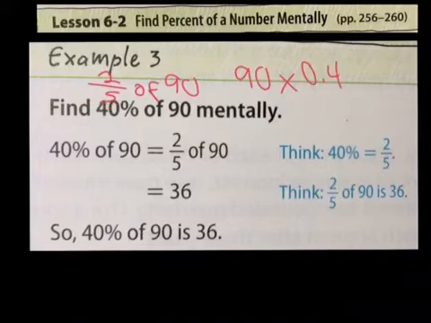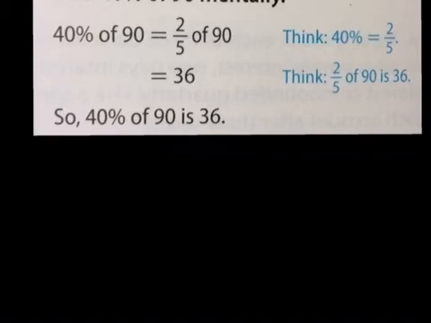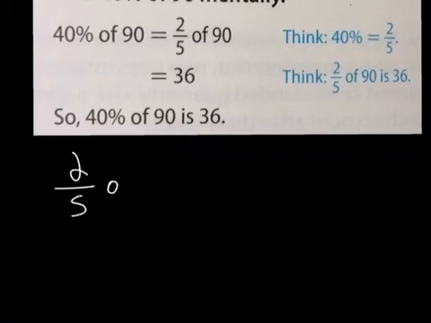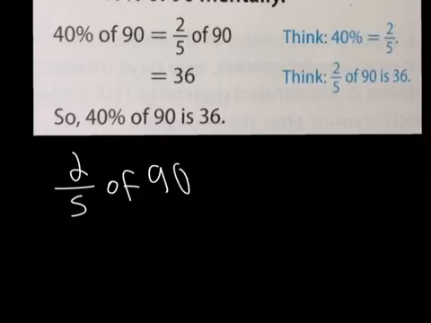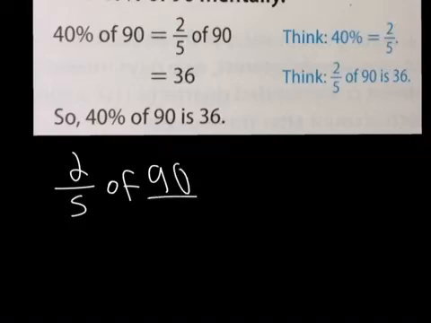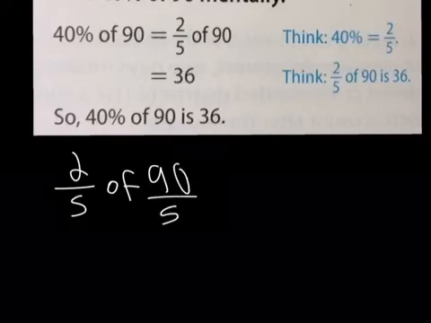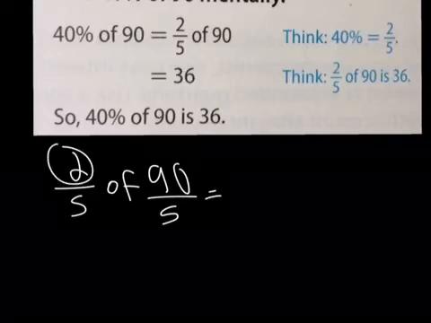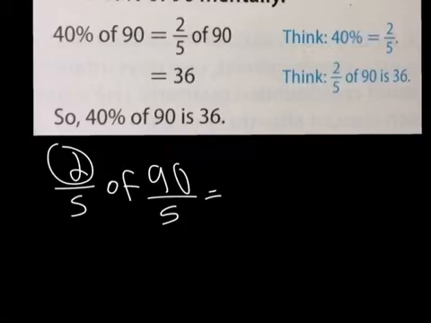And when you get that 1, you're going to get the unit rate. You're going to tell me what 2 of those are. So let's say, let me move this up. Let's say I have 2/5 of 90. Okay, I'm going to divide 90 divided by 5 because I want to look for what 2 parts are. If I divide it by 5, it's going to give me 1 part. 1 part is going to be 18.